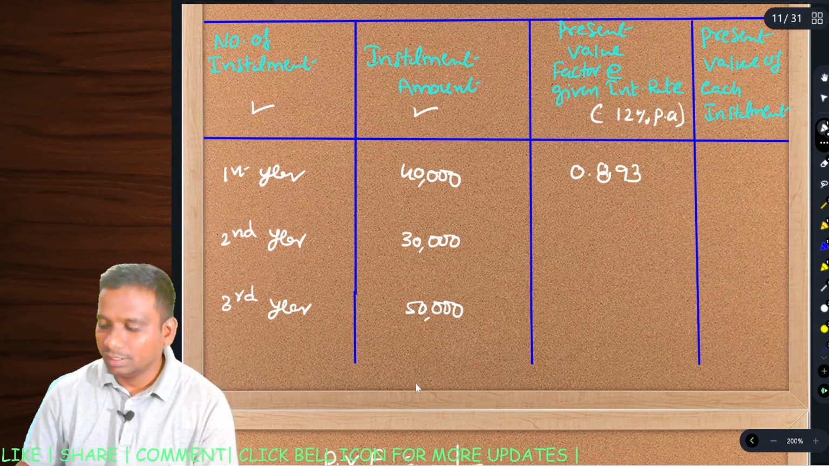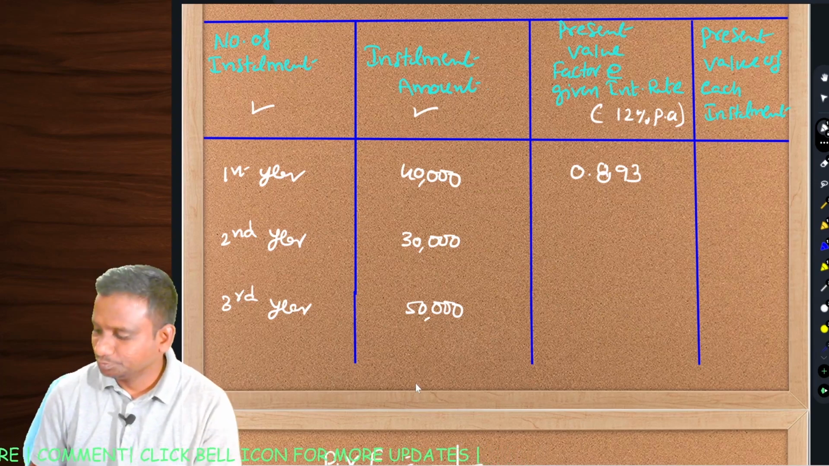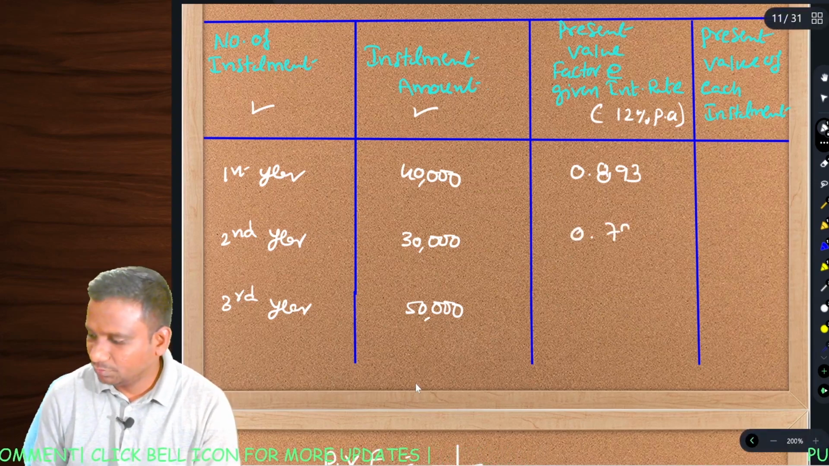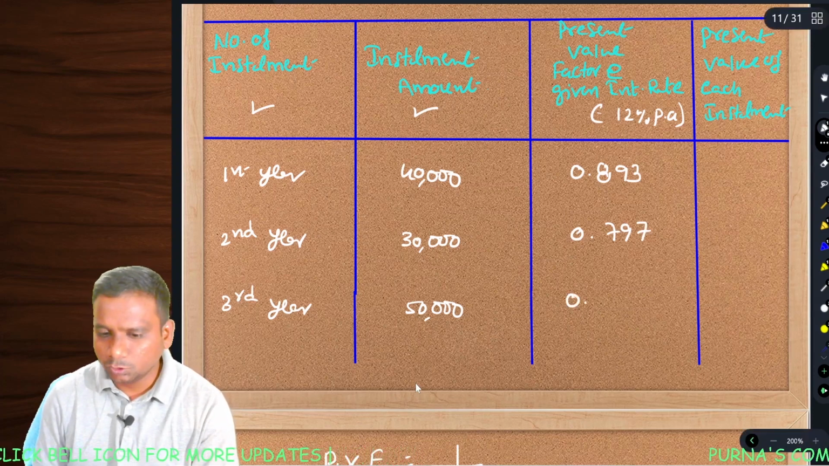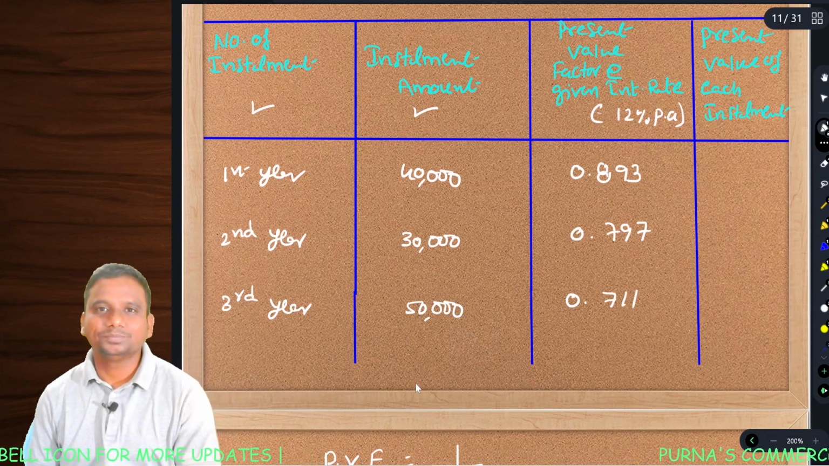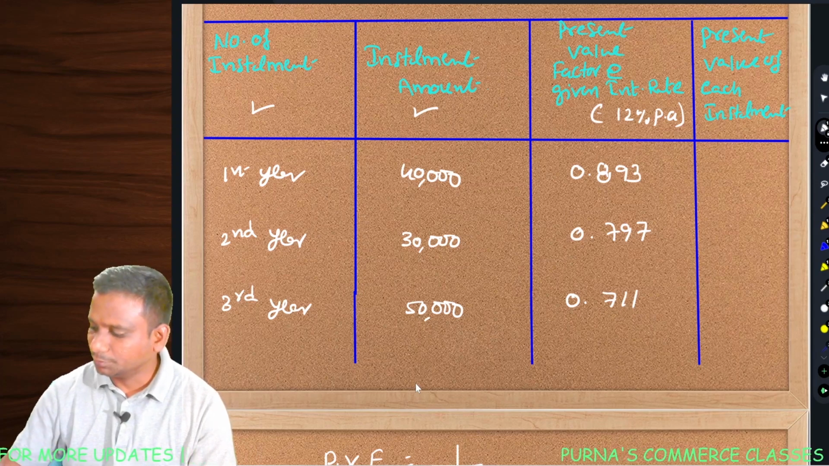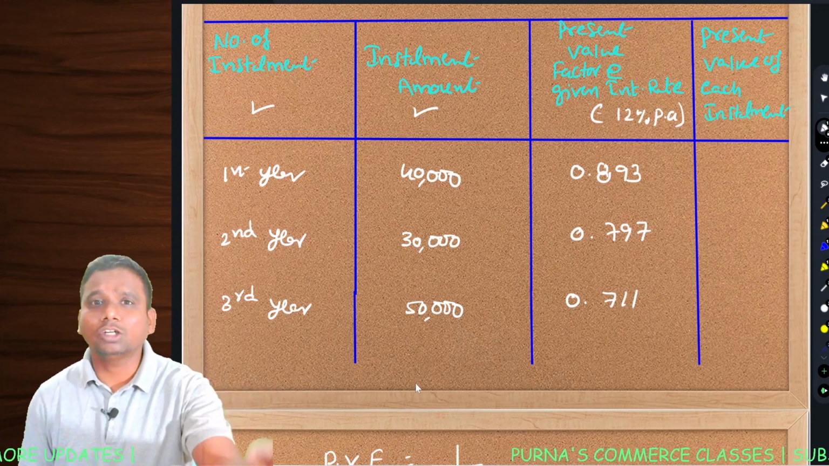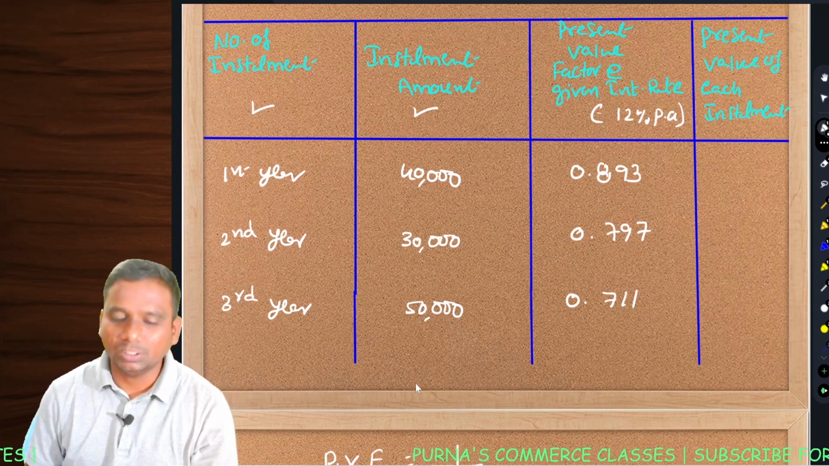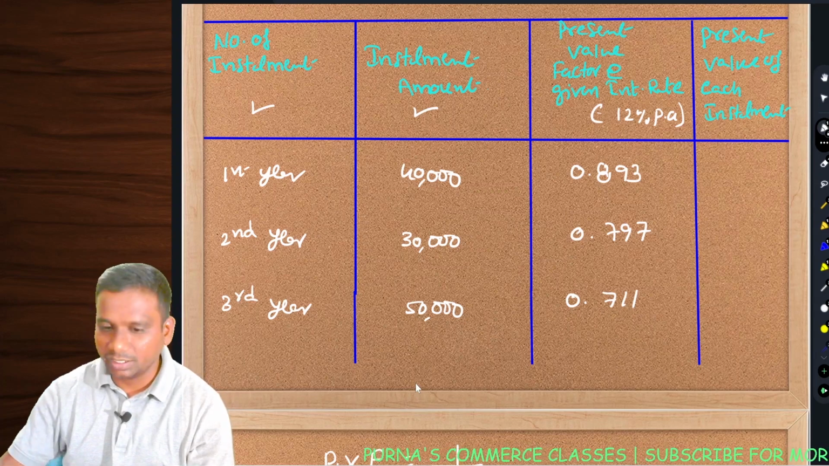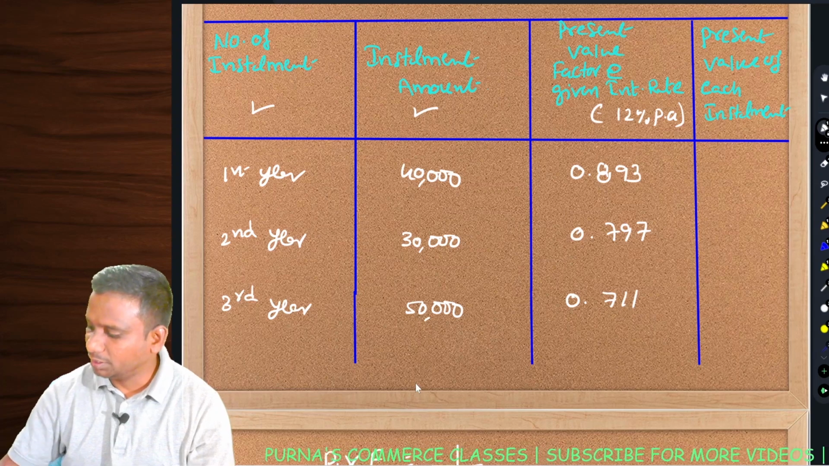0.893, rounded off. Again simply press equal to: 0.797. Again simply press equal to: 0.711. Okay, clear? Now multiply. 40,000 rupees is the future value after 1 year. Bring it to the present value. That is 40,000 into 0.893.